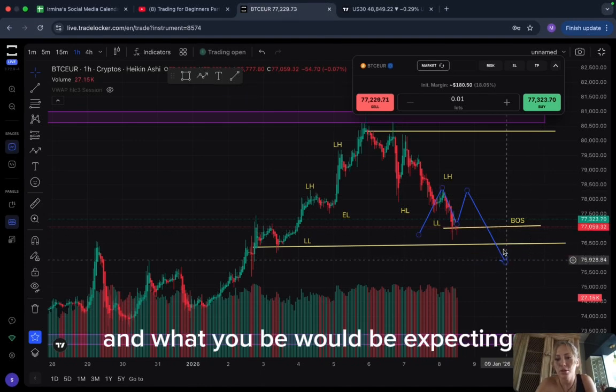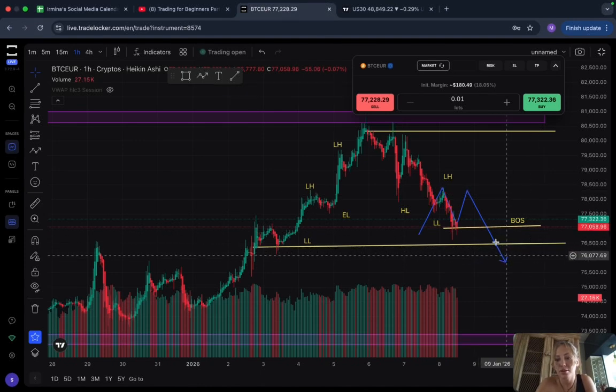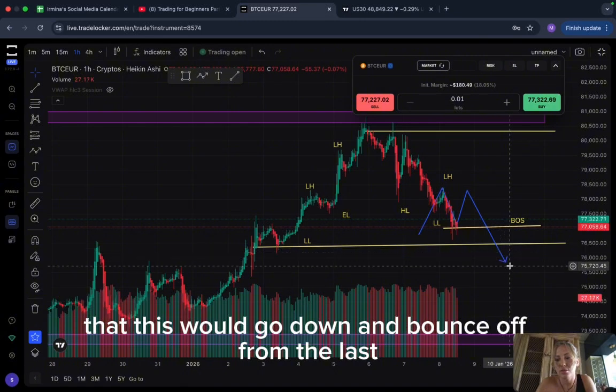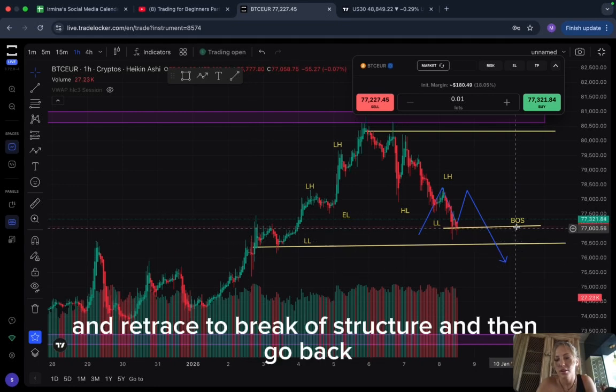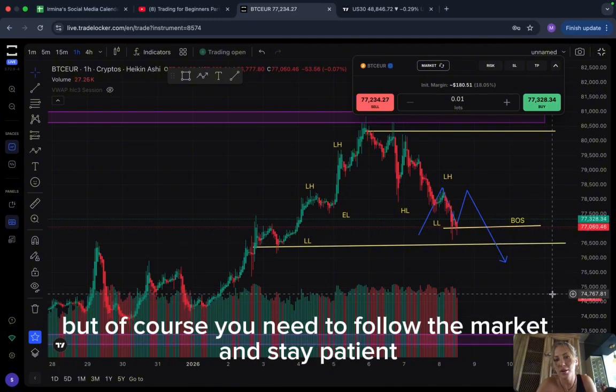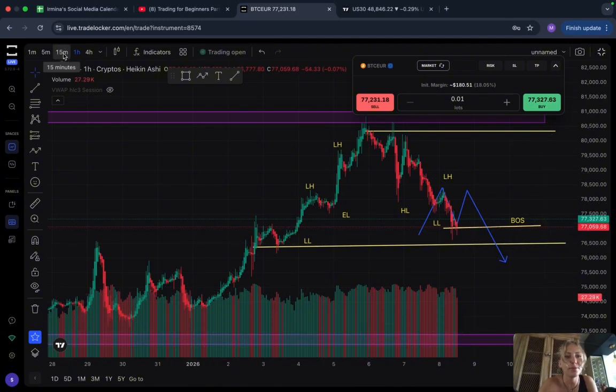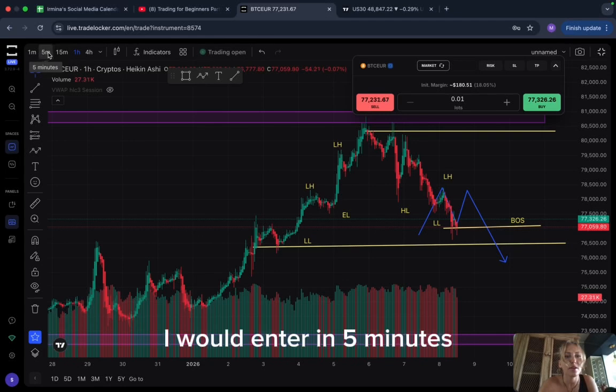And what you would be expecting, that this would go down and bounce off from the last lower low and retrace to break of structure and then go back. But of course you need to follow the market and stay patient. I would enter in 5 minutes.